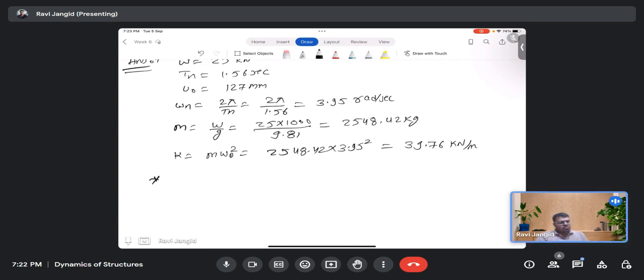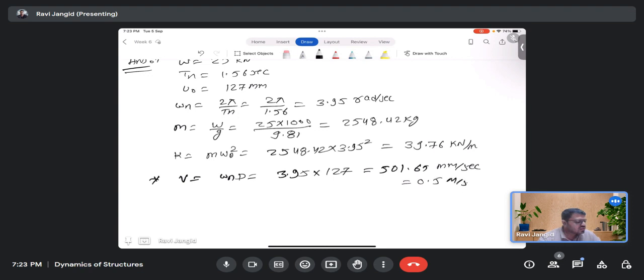So now what we need first is the pseudo velocity V. V we can find as omega n times D. So the omega n is 3.95 into D is 127. So that will be coming around to be 501.65 mm per second, or you can write it as 0.5 meter per second.